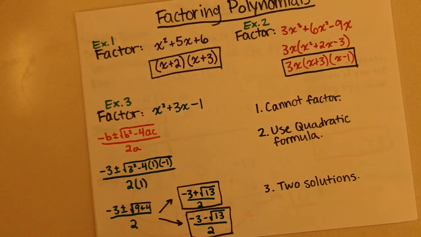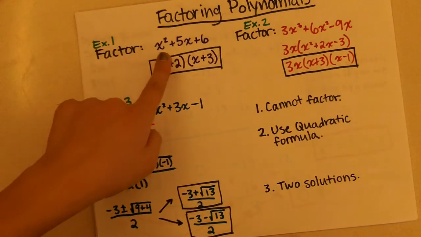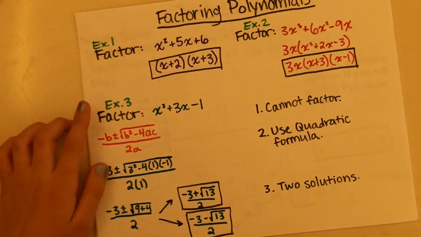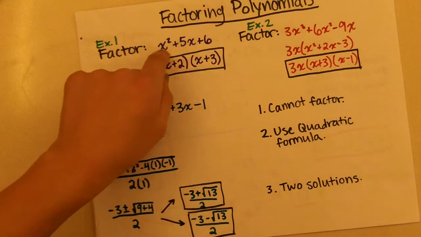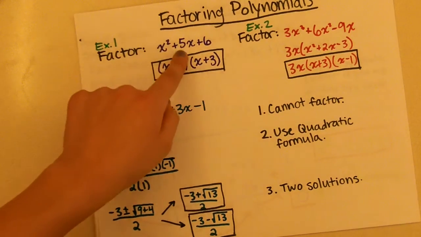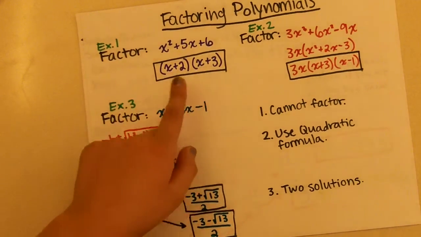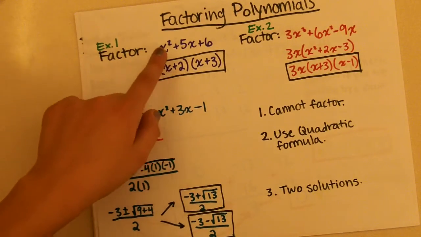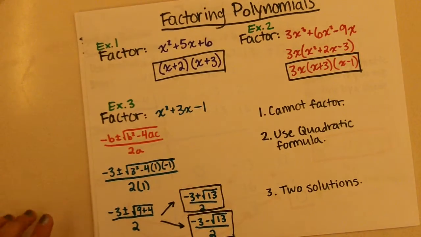Our next section is factoring polynomials. So the first problem is to factor x squared plus 5x plus 6. The first step is to figure out what two numbers multiply to be the leading coefficient times the constant and add to be the middle number, the x. Those two numbers for this equation are positive 2 and positive 3. So you write it as x plus 2 in parentheses and x plus 3 in parentheses. Those are your two factors.